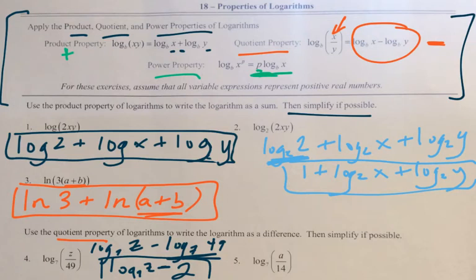For the next one, number 5, we have log base 7 of a divided by 14. It's going to give us log base 7 of a minus log base 7 of 14. Now this one is not a nice, easy exponent of 7, so I cannot simplify that one.